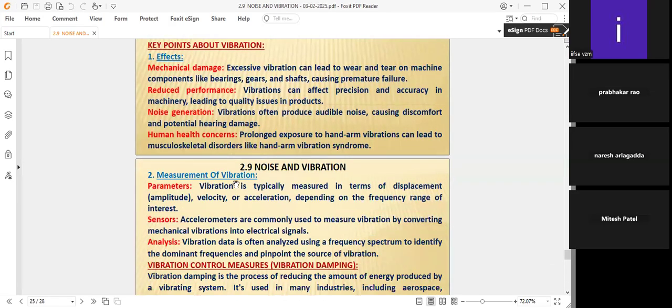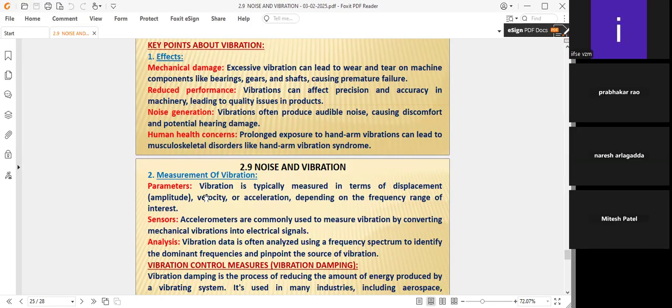The measurement of vibration also will be taken care of: parameters, sensors, analysis. These three we have to see, because we cannot simply allow the effects and avoid all these things; in the organization we have to bear with them.